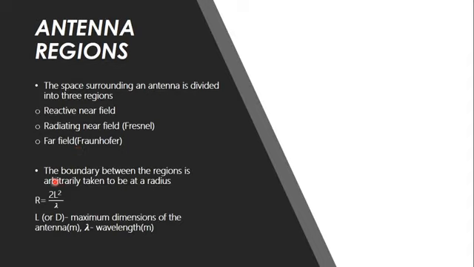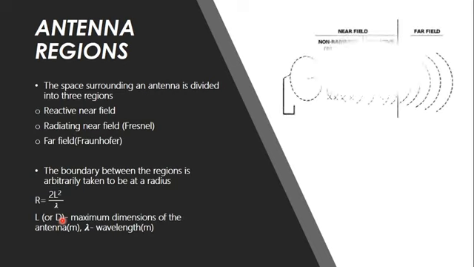So as we saw in the previous slide, the boundary between the regions is arbitrarily taken to be at a radius of 2L square by lambda. Sometimes this L is portrayed as D in certain places, so it is 2D square by lambda, where L is the maximum dimension of the antenna and lambda is the corresponding wavelength.